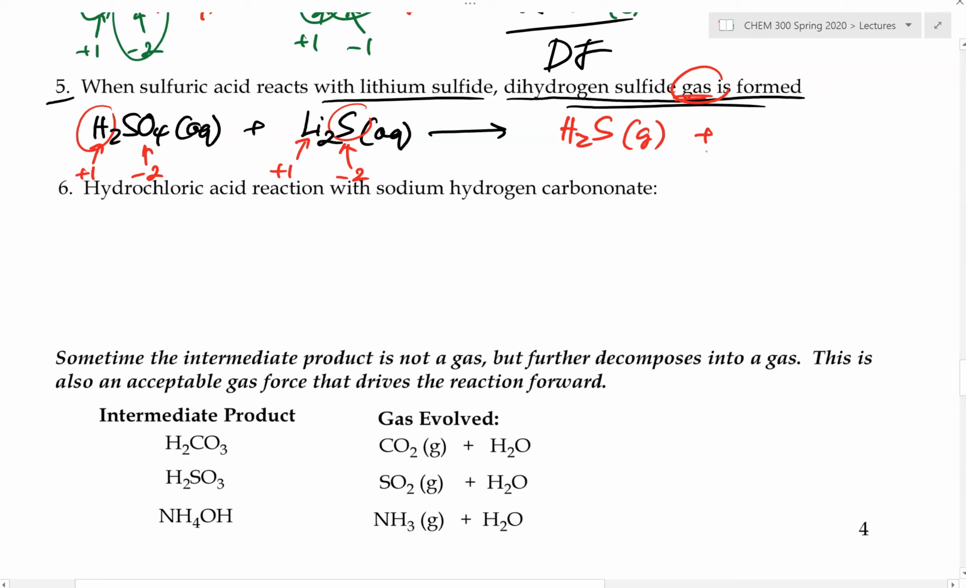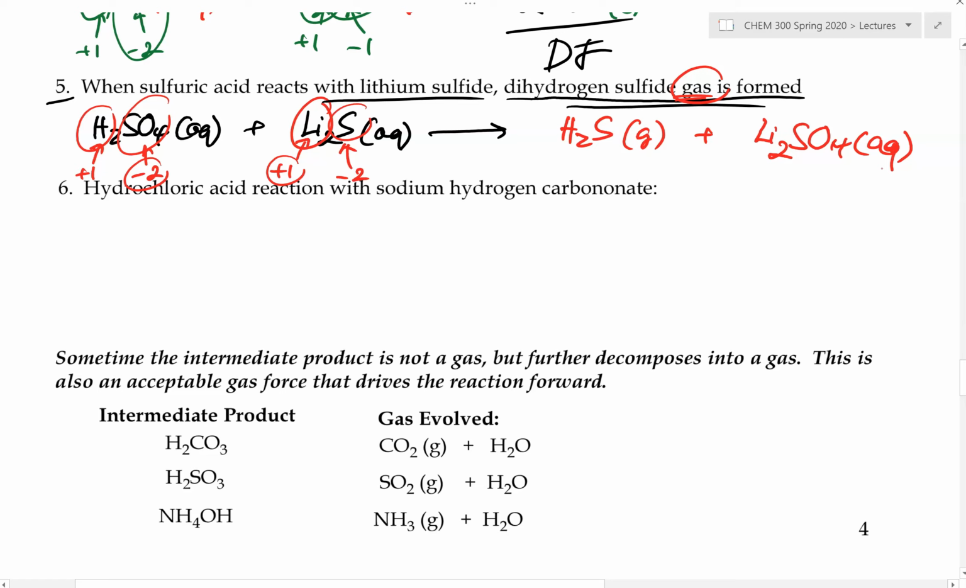And the other product of this reaction is when we have lithium binding with sulfate. Because lithium is +1 and sulfate is -2, to produce a neutral substance, there have to be 2 lithium for every 1 sulfate. Right? So therefore, Li2SO4. And when we apply the solubility rule, we know that this is soluble in water. So therefore, it is in aqueous. So there we have it.